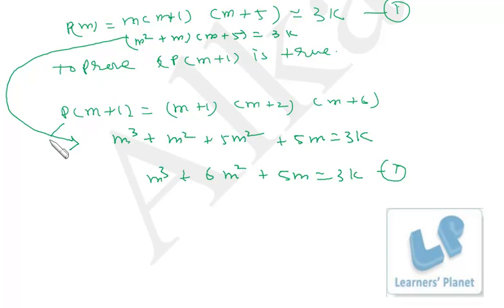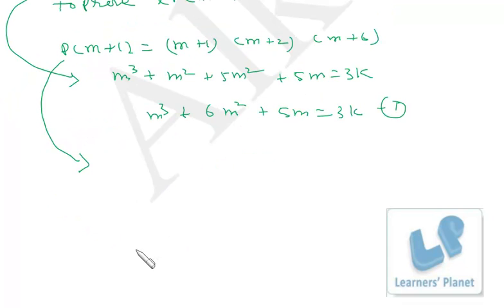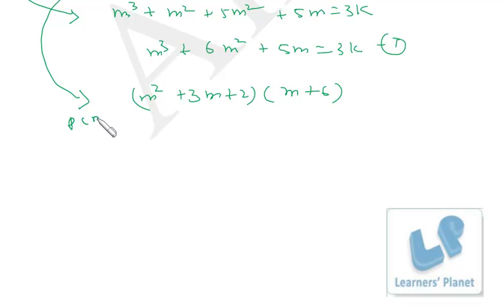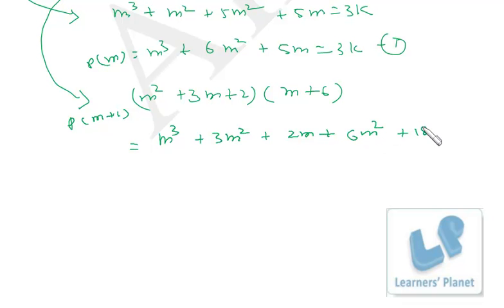Okay, now I take this once again. Similarly I just open this up. It's m square plus 3m plus 2 into m plus 6. That's actually Pm plus 1, and this is Pm. So here it is m cube plus 3m square plus 2m plus 6m square plus 18m plus 12.